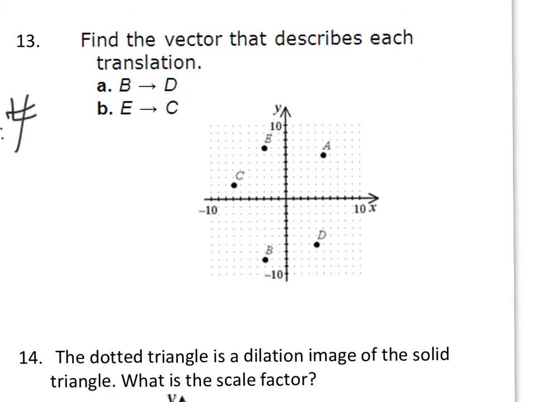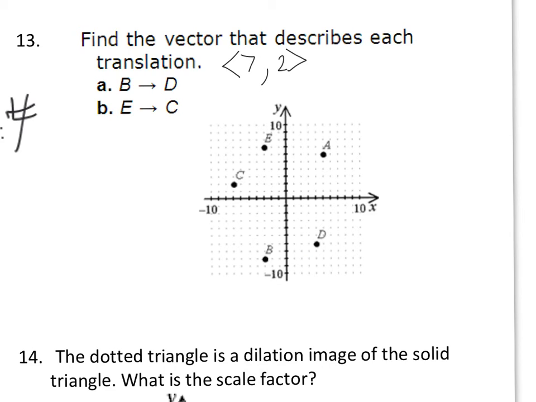Number 13, just find the vector. So you want to write a vector like this that describes each translation. So from going from B to D, what are we doing? We're going right 1, 2, 3, 4, 5, 6, 7. So we're going right 7 and we're going up 2. Or to go from E to C, we're going left 4, so it's going to be -4, and then down 2, 3, 4, 5, down 5. So when you're drawing your vectors, you want to make sure to make them look like this.